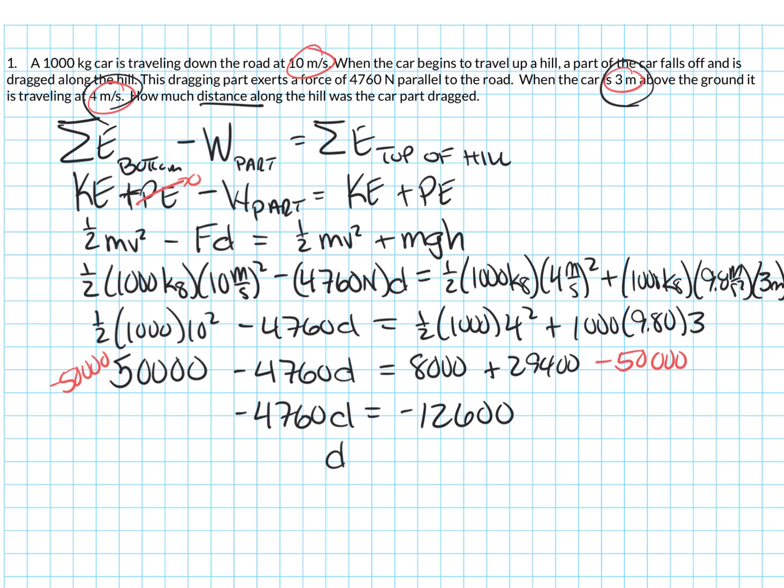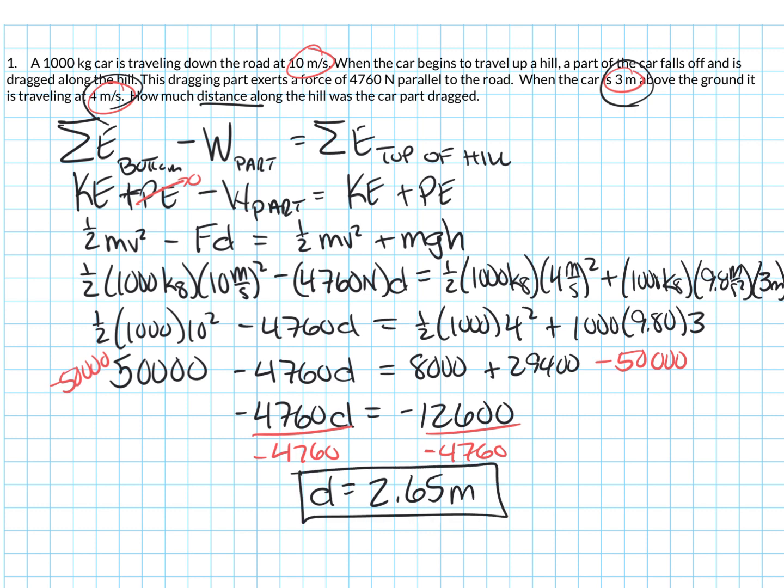So let me dress this up a little bit. I'm going to divide both sides by negative 4,760, and then that means that d is going to be equal to 2.65 meters. So this car is only going to travel along the hill 2.65 meters.